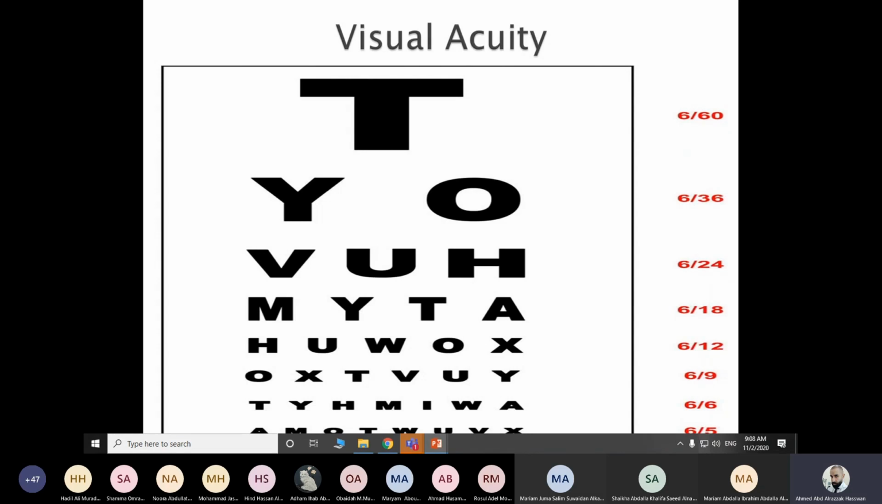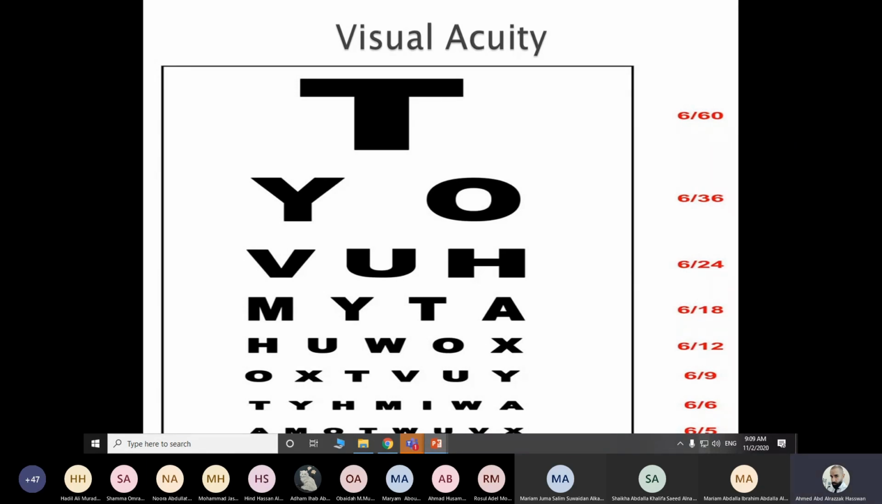Now, let's say your patient could read, can you see this fifth line, which has HUWOX? What if our patient couldn't see the X, for example, but he did the rest correct? What can we say? What is his visual acuity? So he read the first 4 lines, and the fifth one he said HUOWO, and he couldn't appreciate the X. What can we say about his visual acuity? Still 6/9.